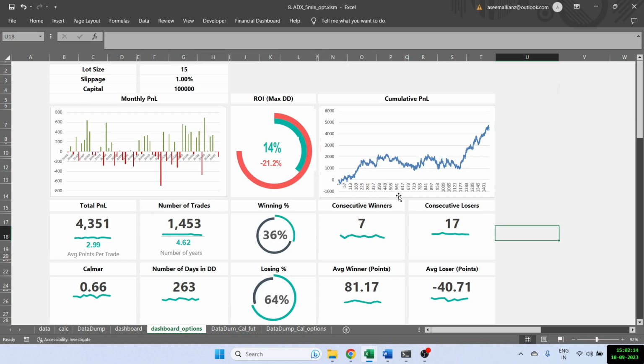And we can safely say that if you're using ADX as a trend indicator alone, it's probably not a great idea.